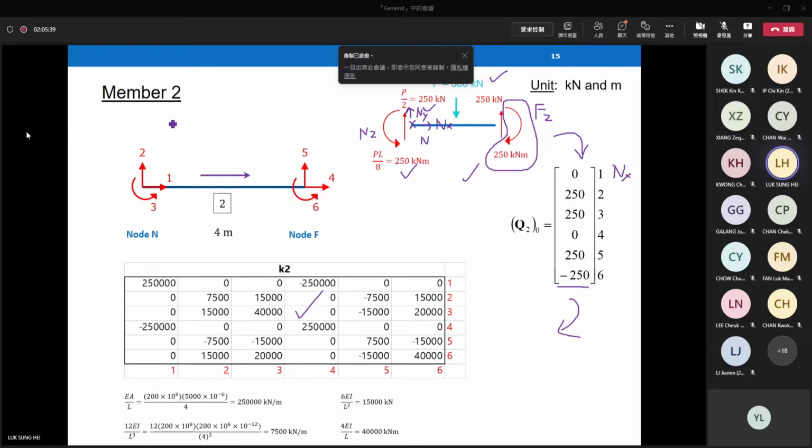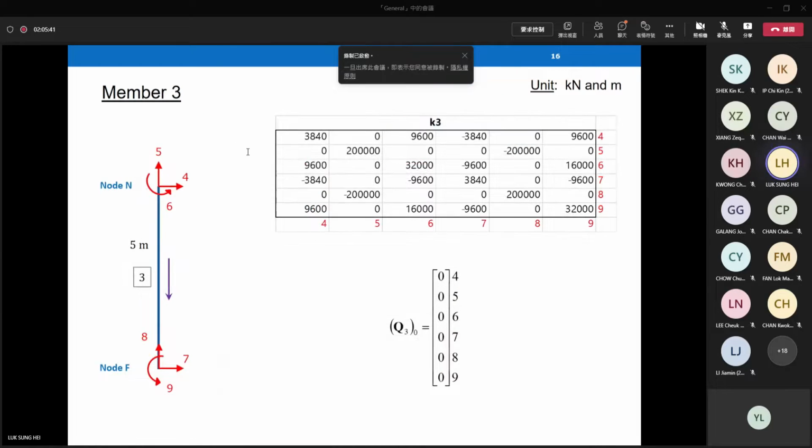Element 2. Only element 3. For element 3 we have no intermediate loading, so Q0 is a 0 vector. You just need to construct the stiffness matrix.